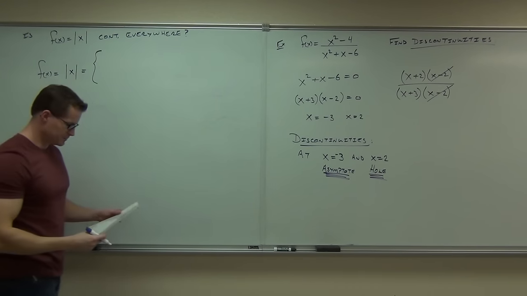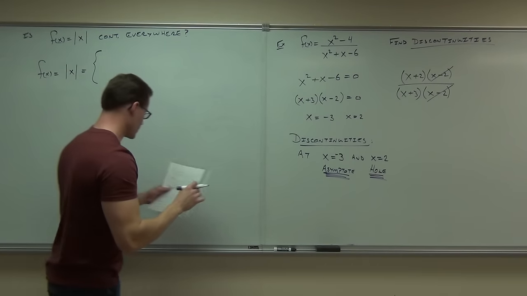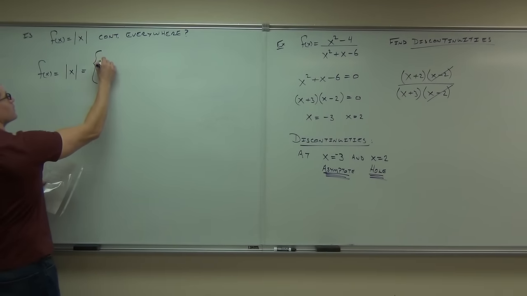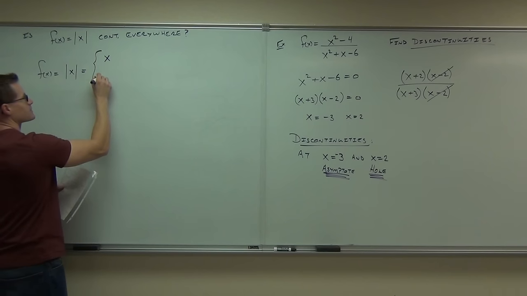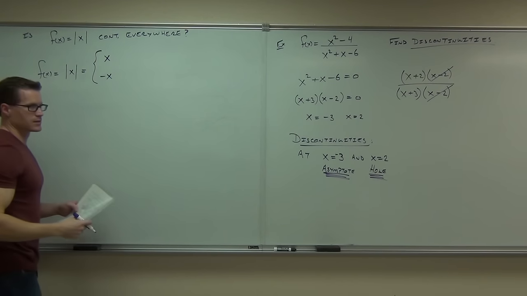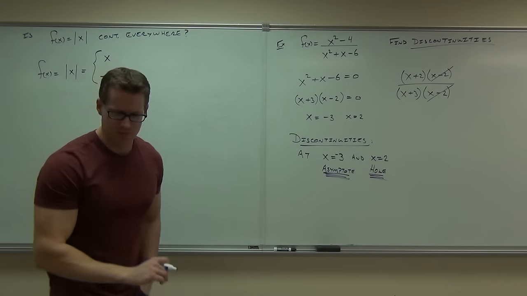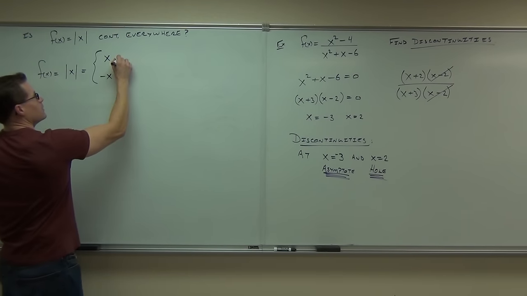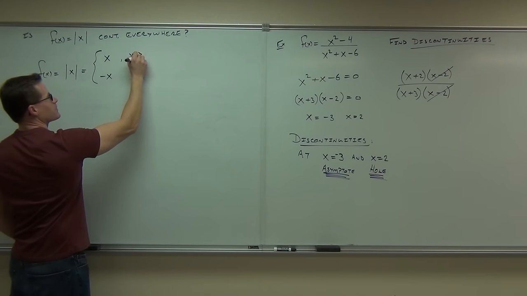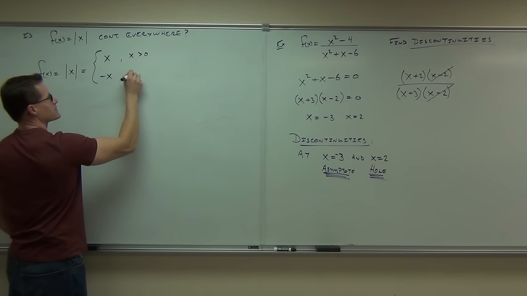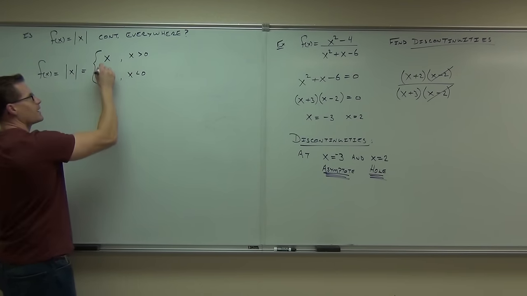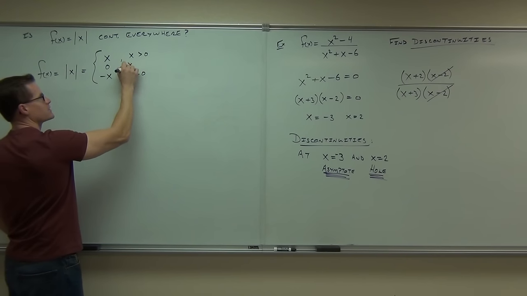We're going to say that absolute value of x, you already know this one. It's x, and it's negative x. In fact, I think we could probably do that too. But this will make it even more interesting. For x bigger than 0, x; for x less than 0, negative x; let's make it 0 for x equals 0.